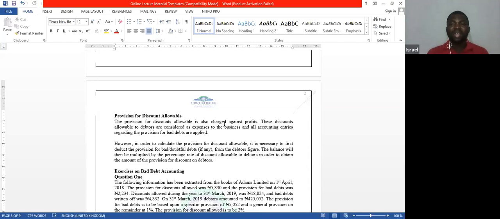Or one of the ways that you can also see it is as additional information. You can be required to prepare financial statements, and those financial statements will comprise the statement of profit or loss account or statement of financial position with additional information. And these are the items of the additional information that you can encounter in your examination. Now, let's look at exercise one for bad debt.